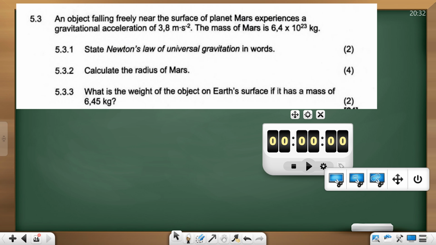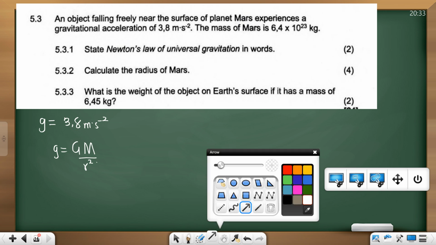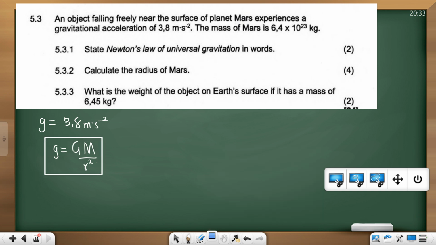All right, and then we go again. An object falling freely near the surface of planet Mars experiences a gravitational acceleration of that. So the g here is 3,8 meters per second squared. The mass of the Earth is that. Calculate the radius. Now, I gave you a formula for G, if you remember. g is G mass over R squared. If you remember that formula, you are done.